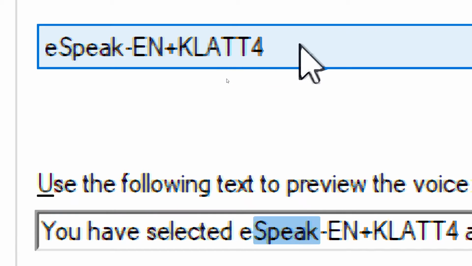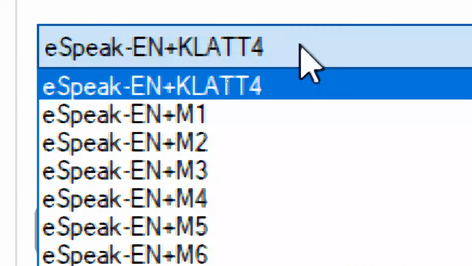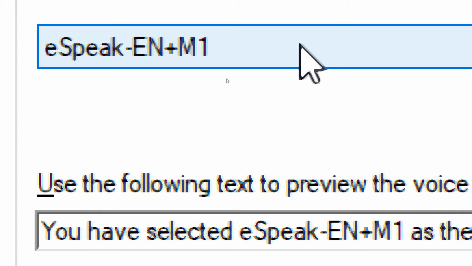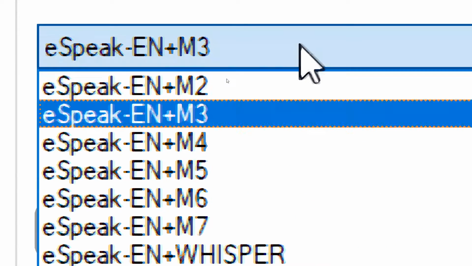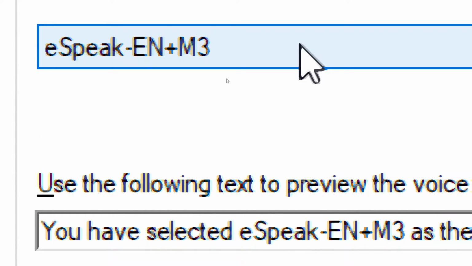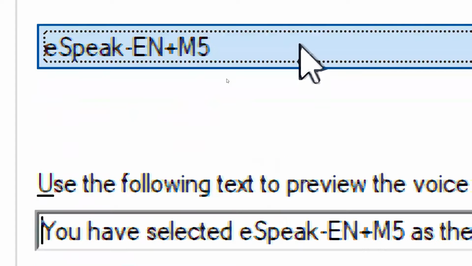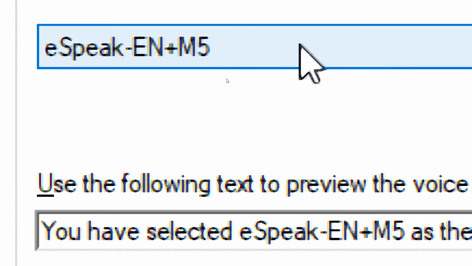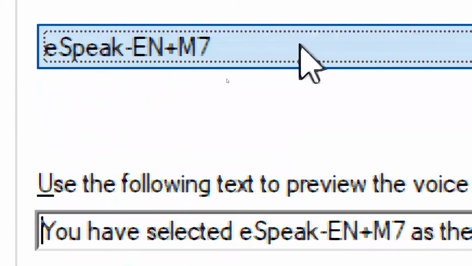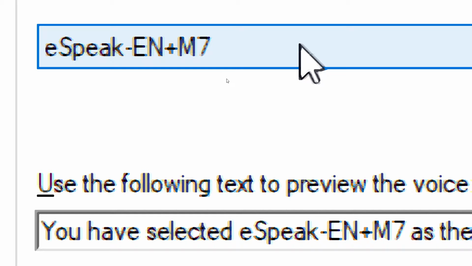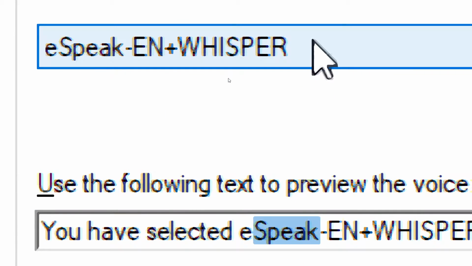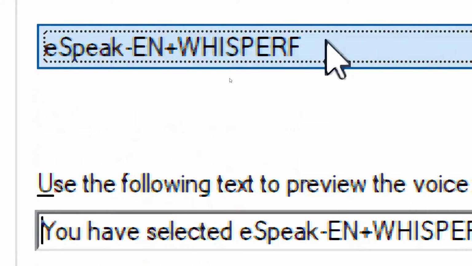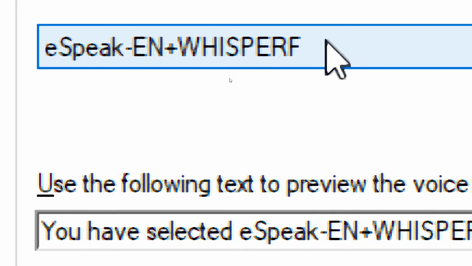You have selected eSpeak plus CLAT4 as the computer's default voice. You have selected eSpeak plus M1 through M7 as the computer's default voice, in turn. You have selected eSpeak plus Whisper as the computer's default voice.